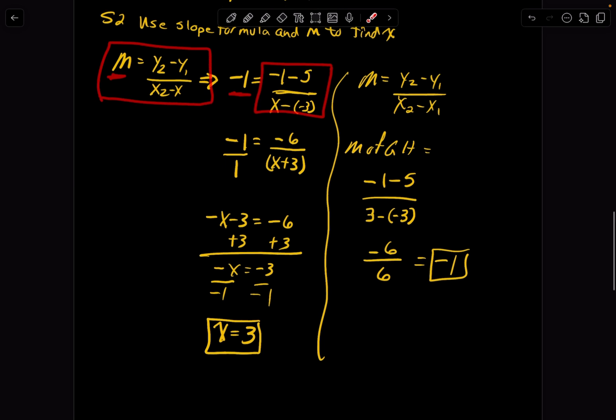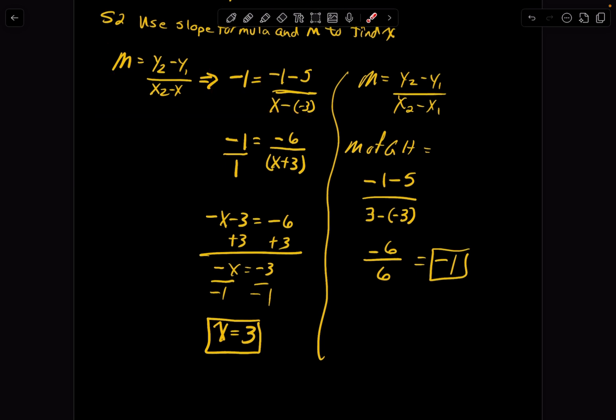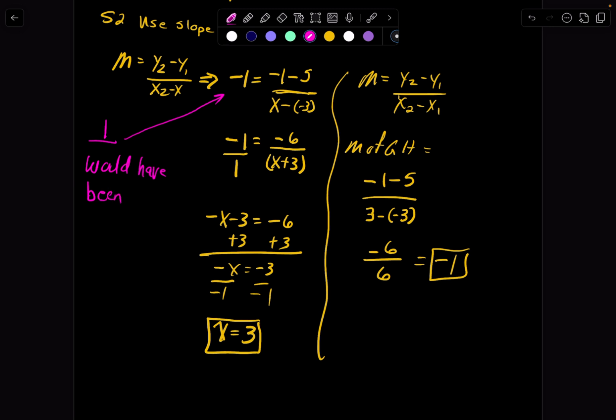We use slope formula. Now, keep in mind that if we were trying to find perpendicular lines, if they were perpendicular, this slope right here would have been the negative reciprocal, or 1. So if we were looking for a line perpendicular, we would set it equal to 1.